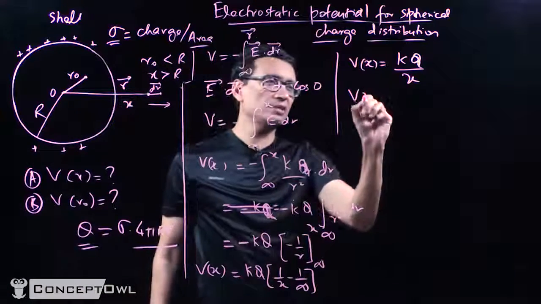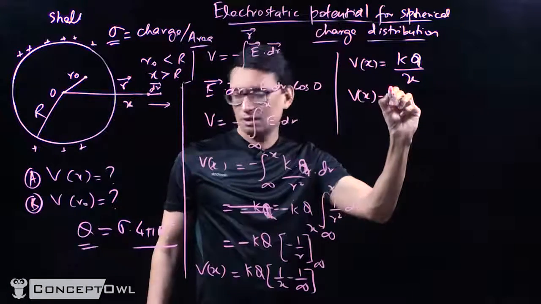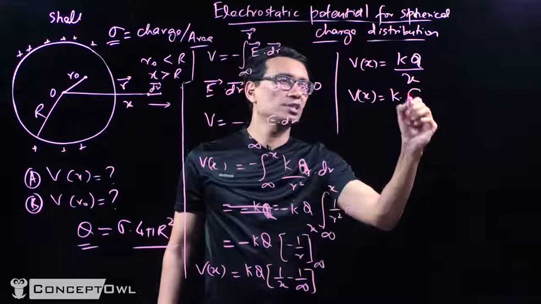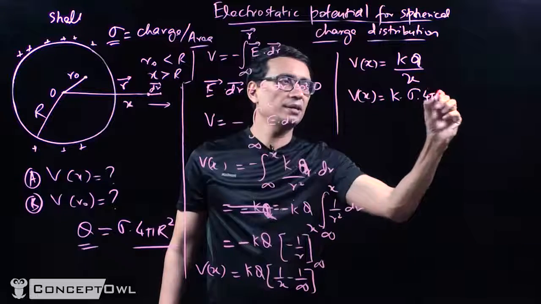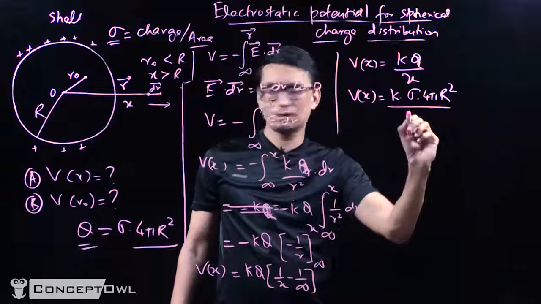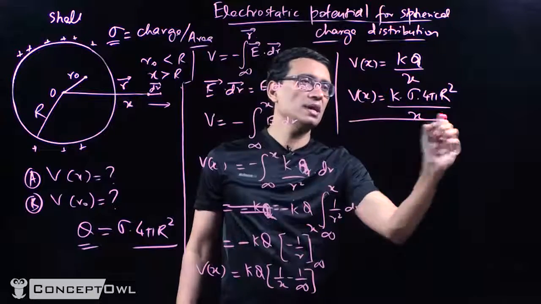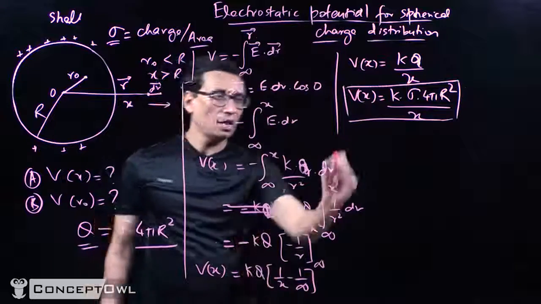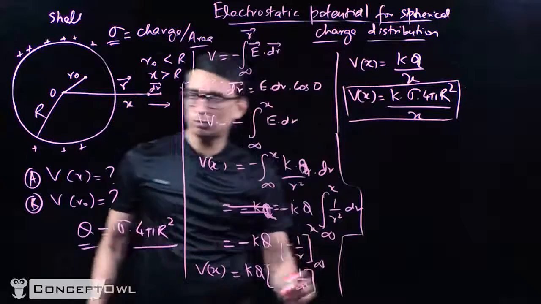So now my V at x is going to be equal to K into sigma into 4 pi capital R square upon x. This is the answer. Now, what about the second case?